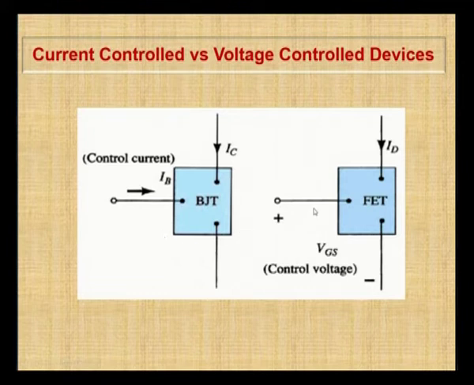Whereas in the FET, what happens? The gate to source voltage VGS is going to control the drain current, where the drain current flows from drain to source. The gate to source voltage controls the drain current. That is why we call the FET a voltage controlled device.